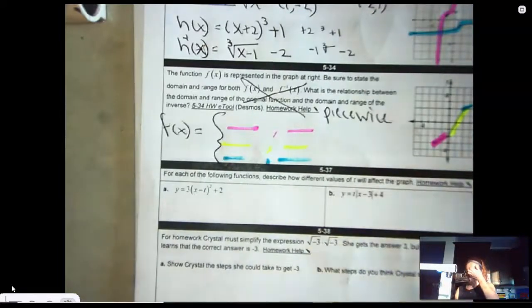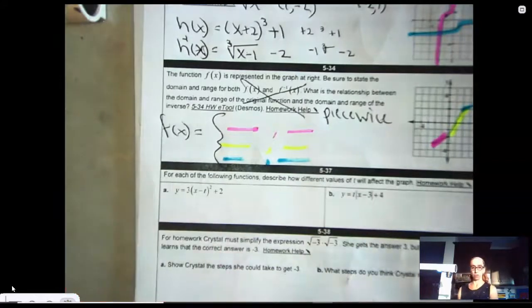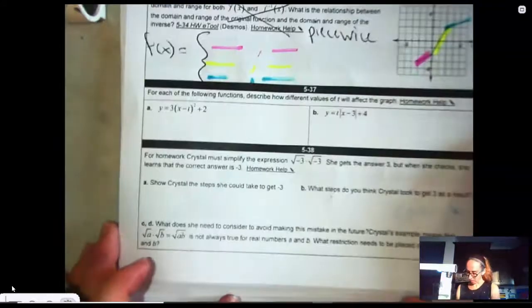This one, for each of the following, describe how it affects. Oh, so you just have to say what the transformation is going to be. You're just doing transformations. You can do that. And then I don't care about this. Okay? And that covers it.